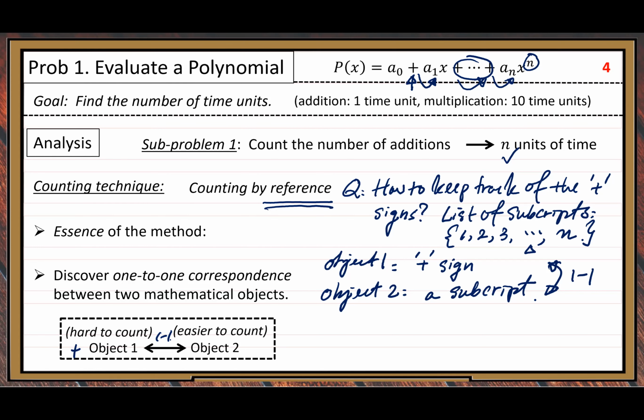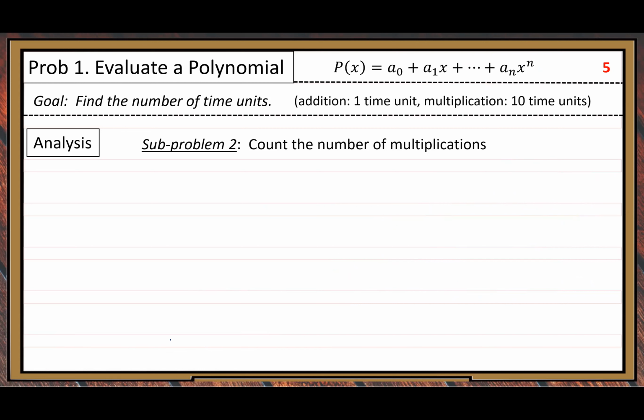Later, when we do other counting on other mathematical objects, if you find it hard to keep track of those objects, you can try this simple method. Next, subproblem number 2: count the number of multiplications.